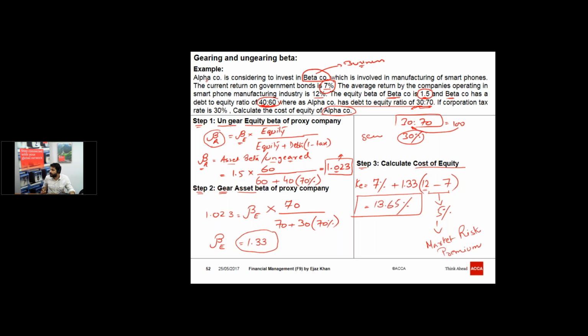How are the asset betas for both companies the same? The beta of assets will be the same because alpha company is investing in beta company. So if beta company fails to cover its operating cost, automatically alpha company will not get anything out of beta company. Its profit depends on beta company's activity level. So it will have the same business risk.